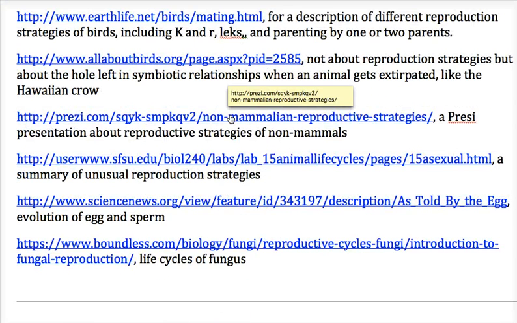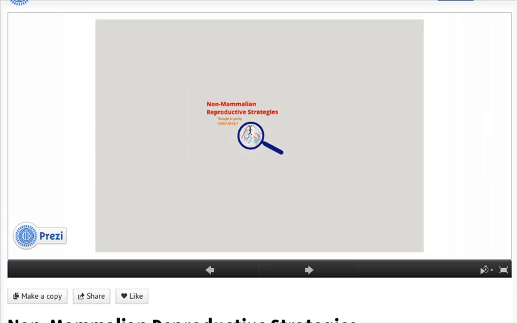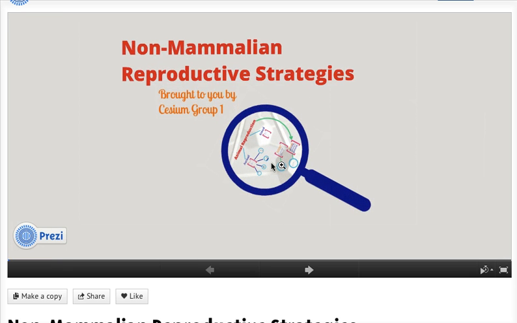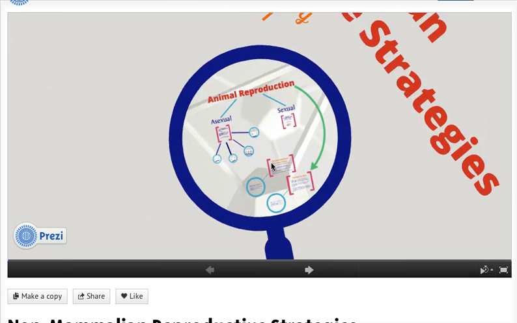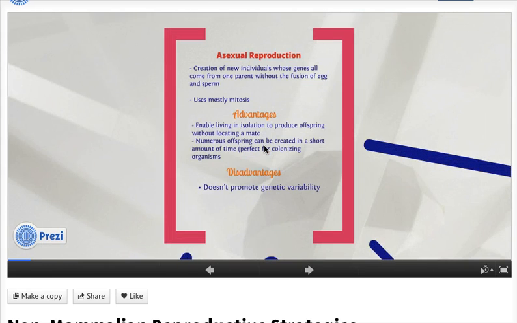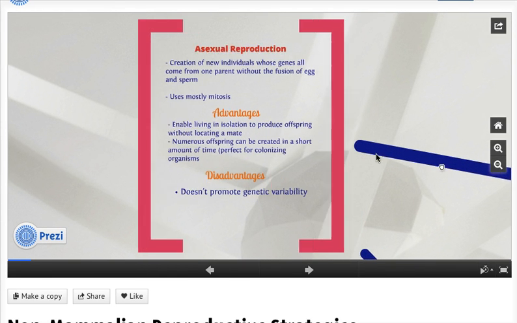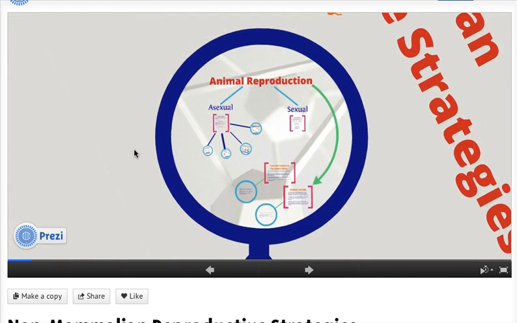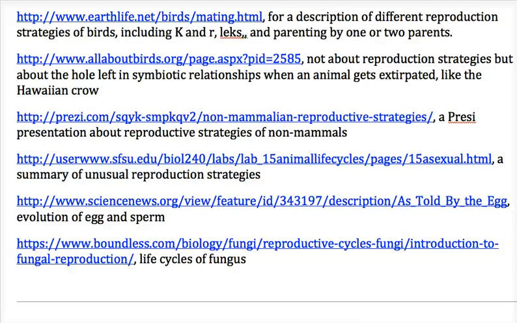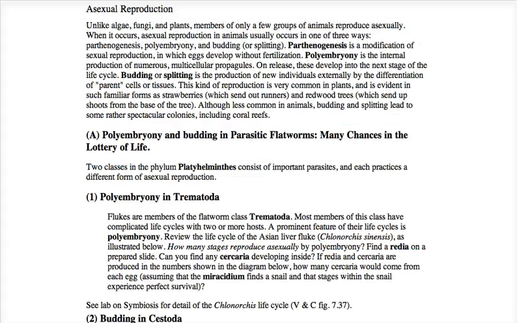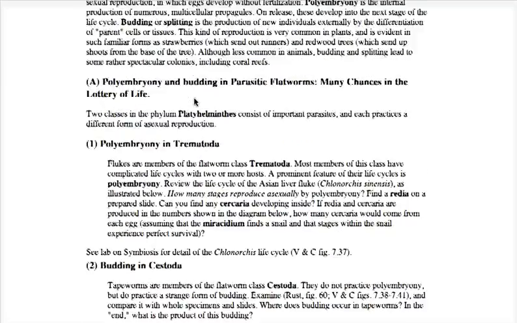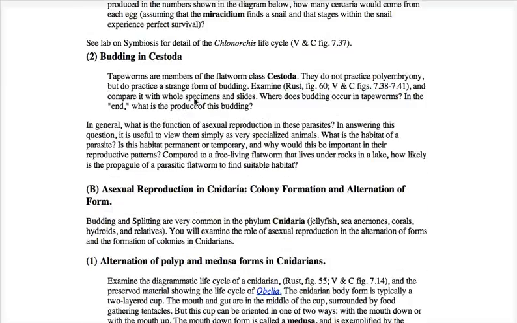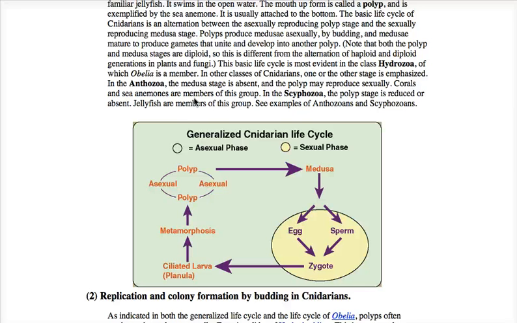So for example, we'll open up this one. Here's a real cool one. Non-mammalian reproductive strategies. You will explore these websites in order to answer the essential questions. Here's another cool website. This one describes unusual reproductive strategies in the wild, including jellies.